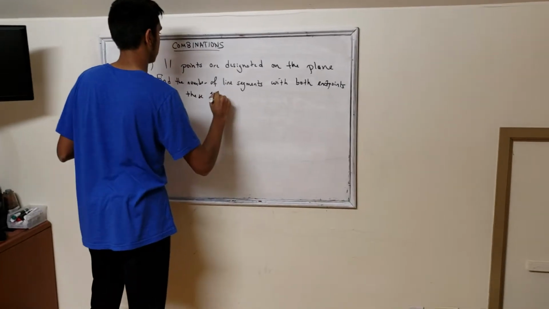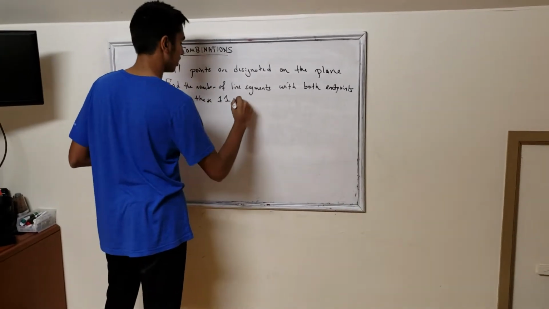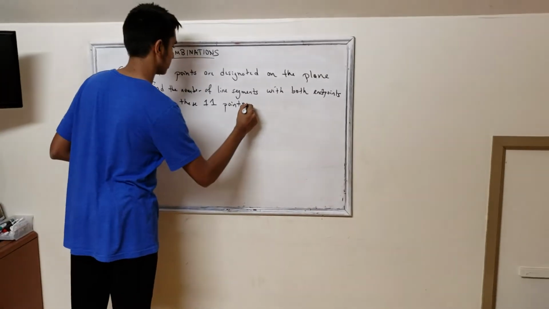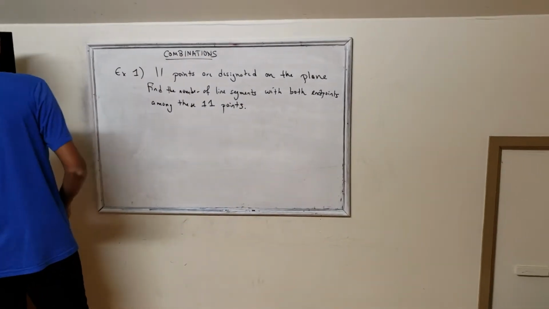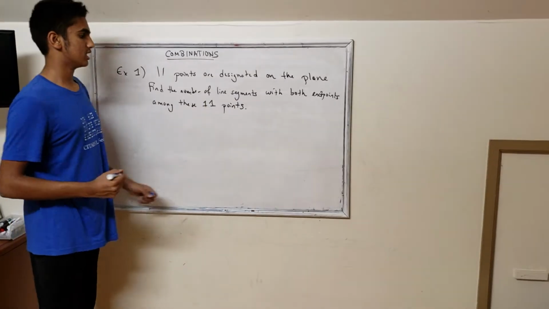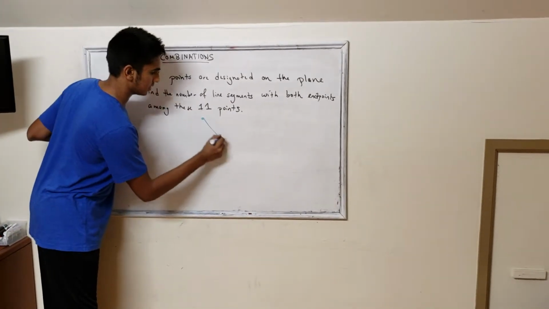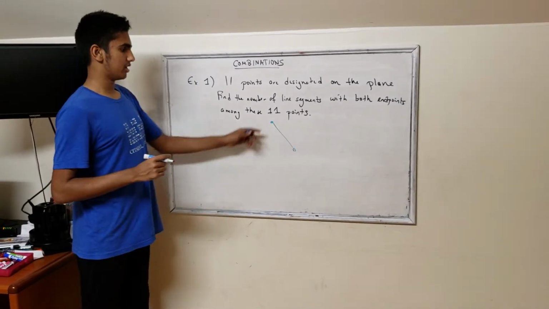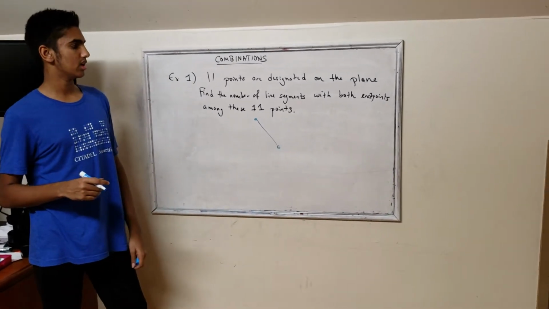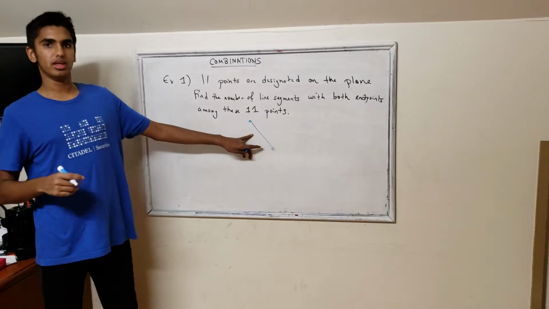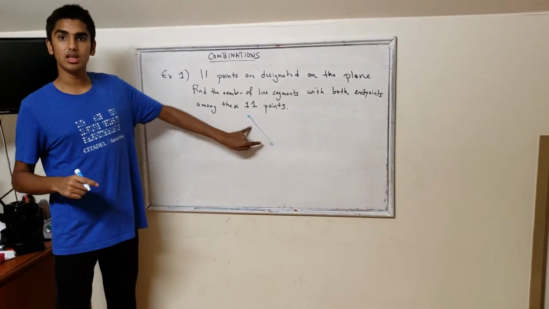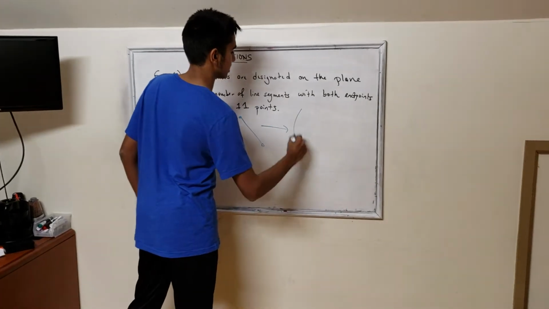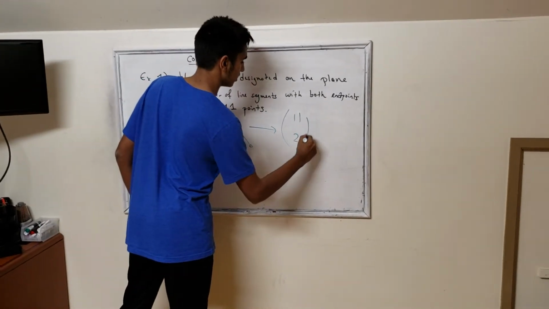11 points are designated on the plane. You have to find the number of line segments with both endpoints among these 11 points. So in our example, rather than counting line segments, we notice that line segments have 2 endpoints, and these endpoints both have to be among the 11 points. So for every line segment, we can correspond with a pair of 2 points. So we're just choosing 2 points out of the 11. The number of line segments is just then 11 choose 2.